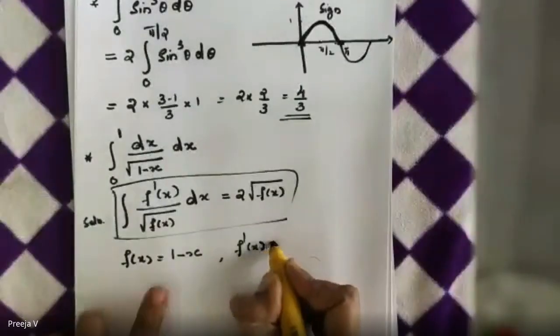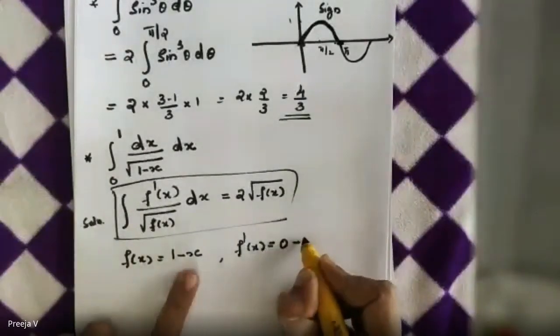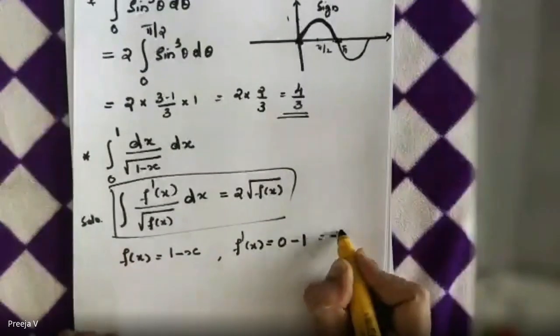Negative 1. Derivative of 1 is 0 and derivative of x is 1. Yes, that is minus 1.